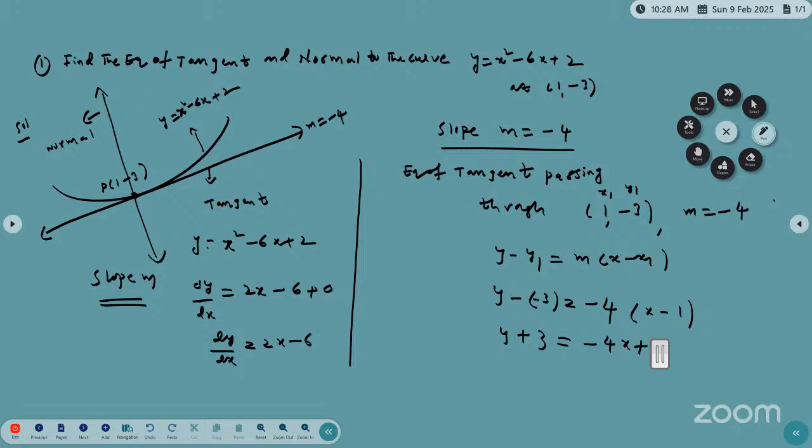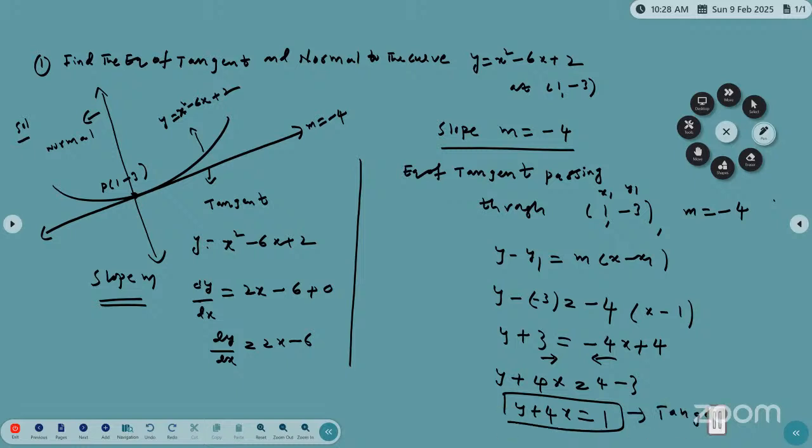Now, here do one thing. Send this term to the left side, send this 3 to the right side. When minus 4x comes to the left side, it becomes plus 4x. When 3 goes to the right side, 4 minus 3. Y plus 4x equal to 1. This is the equation of which line? Tangent line.